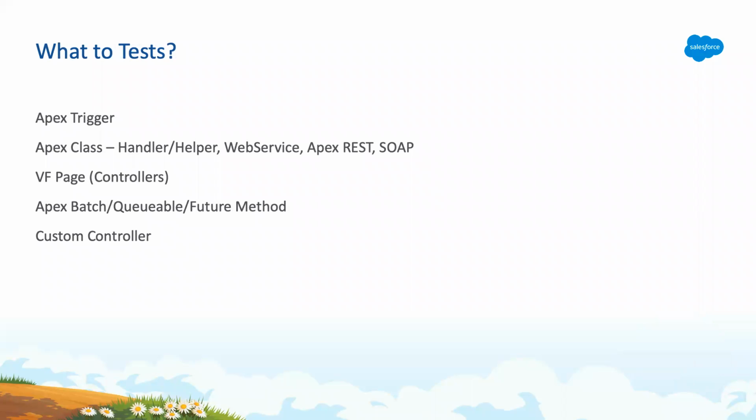So these are the places we have to do unit testing in Salesforce. First one is Apex triggers and Apex classes. Classes may have handlers, helpers, web services, Apex REST, and SOAP services.